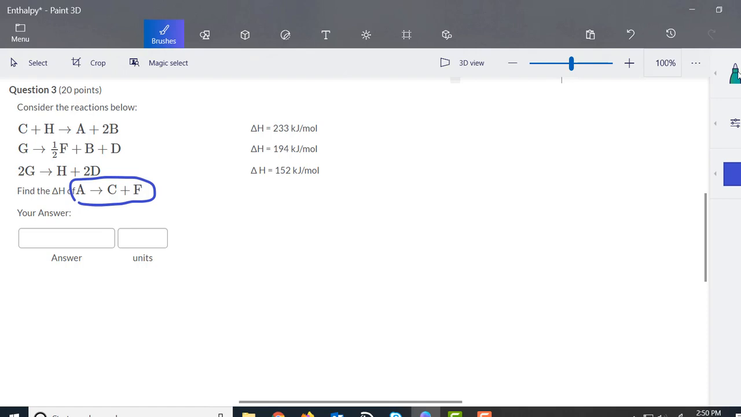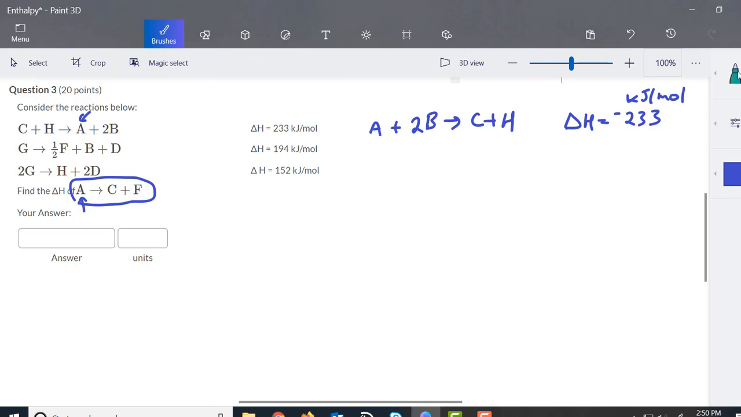But when I look at this, I look for A, and I see A is here, but it's on the incorrect side. So I know I'm going to have to flip the first one. So I'm going to go ahead and do that. A plus 2B gives C plus H. But if I do that, delta H is going to flip as well. So that'll be negative 233 kilojoules per mole. I was right, kilojoules per mole up here for all of them.